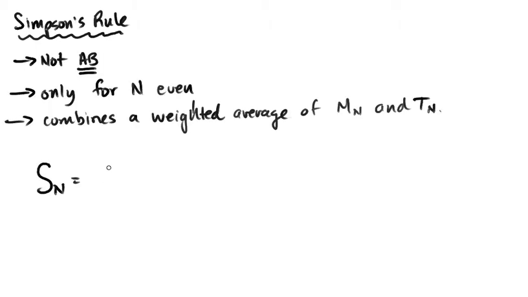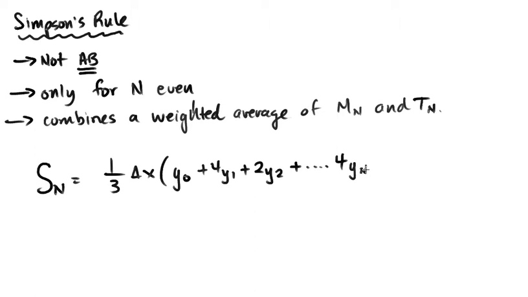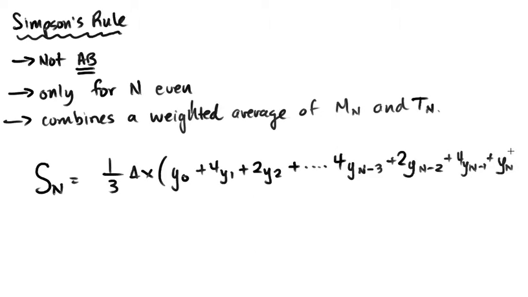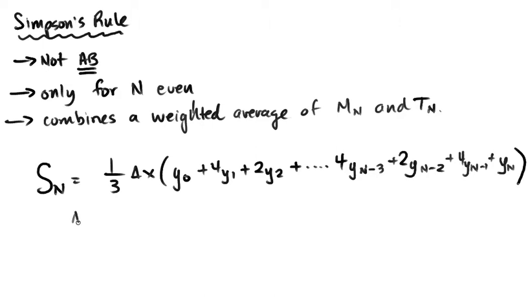And Simpson's Rule is given as s sub n, and it's 1/3 delta x, and then you have your y0, you take 4 y1s, 2 y2s, and you keep doing that, 4, 2, 4, 2, until you get 4 y sub n minus 3s, and 2 y sub n minus 2s, and 4 y sub n minus 1s, and you finally end up with y sub n as your last term. And you still have the same delta x, which is b minus a over n, and to calculate any of these y's, you still evaluate the function at a plus j delta x.